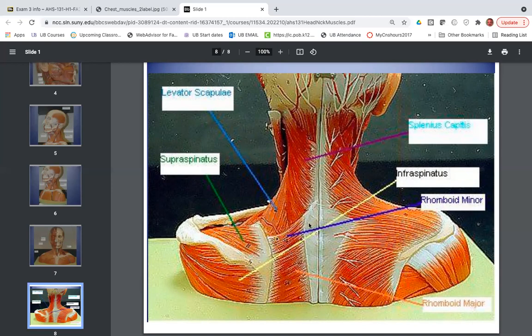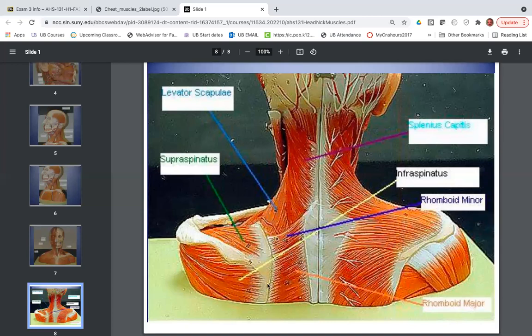Now, I said before, wherever there is a minor, there's going to be a major. Inferior to Rhomboid Minor is going to be Rhomboid Major. Rhomboid Major goes from the T2 to T5 spinous processes, and that too runs to the vertebral border of the scapula, also known as the medial border of the scapula.